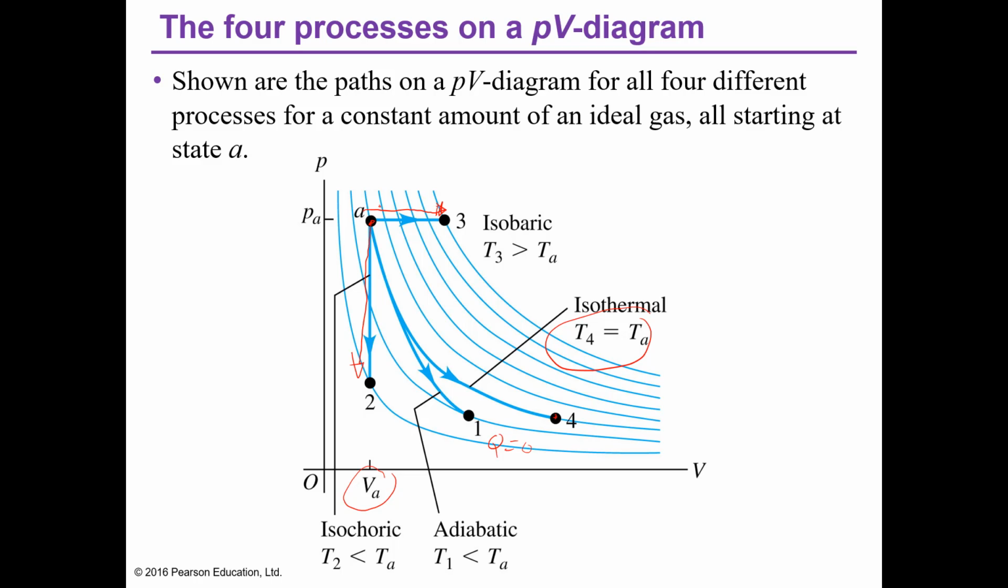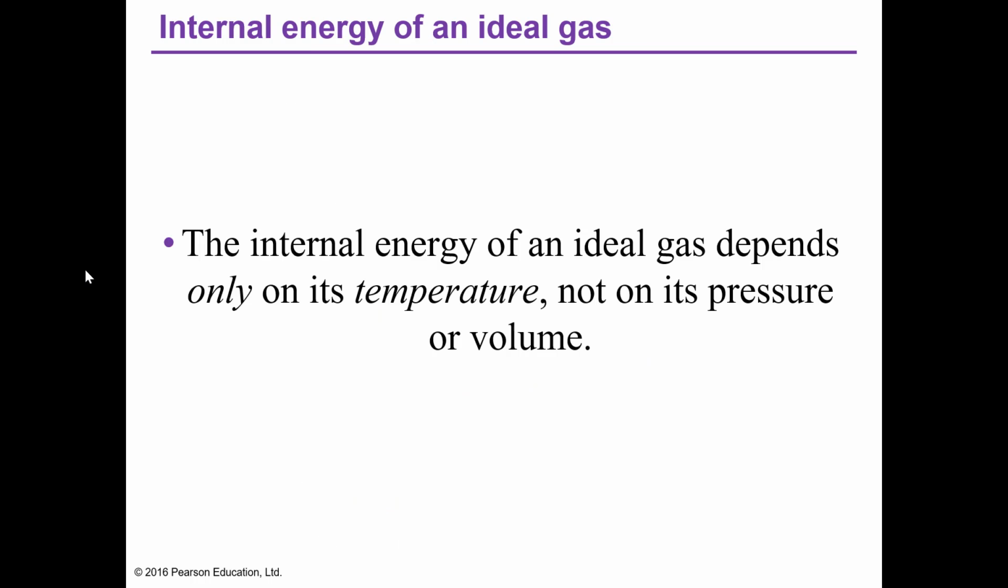Okay, point number 4. So we have adiabatic, isobaric, isochoric, and isothermal. Now let's talk about internal energy of an ideal gas. We have to take note that one of the special properties of an ideal gas is that its internal energy depends only on temperature, not on its pressure and volume. So we will use this one later.